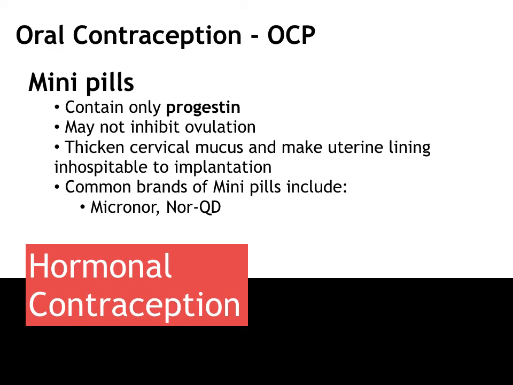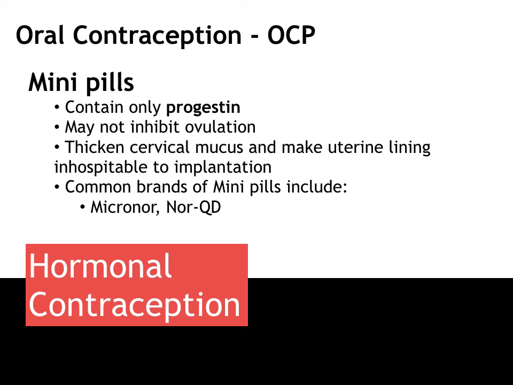Another option for oral contraception is called the mini pill. This is only containing progestin, so it doesn't have any estrogen in it. Because it doesn't have estrogen, it may not do as good of a job at inhibiting ovulation, although progestins do independently have a little bit of a role in ovulation.